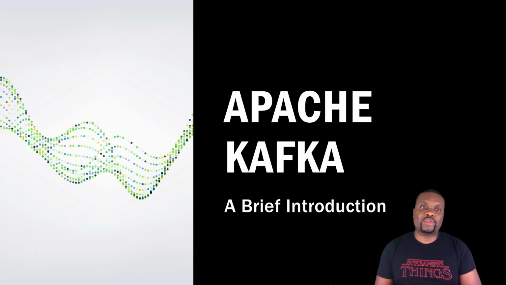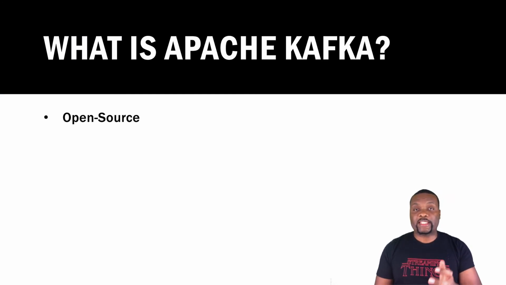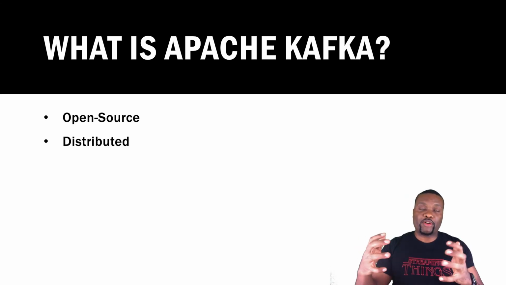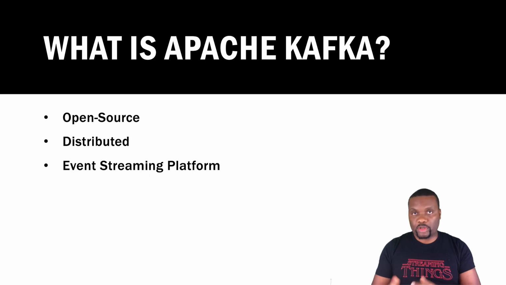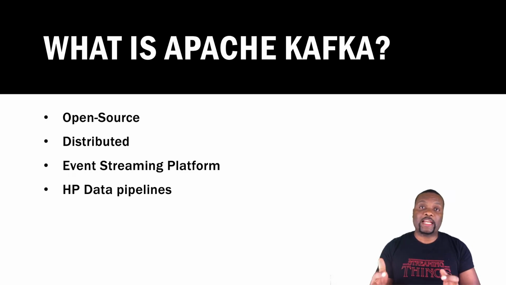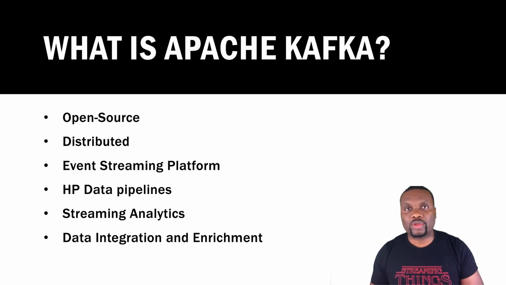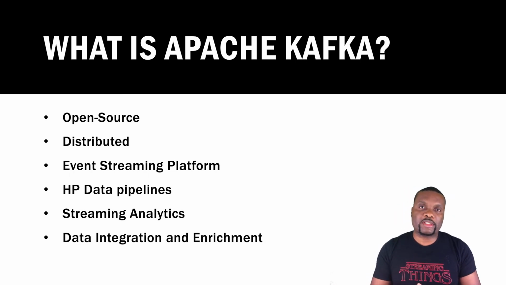So to get started today, the Apache Kafka project is an open source project. It is a distributed project that allows you to perform event stream processing, which we're going to discuss in the future. Now, it also provides the framework for you to do high performance data pipelines that would allow you to set up streaming analytics for different projects where you can do data integration and enrichment. So I'm going to briefly cover what all these different terminologies are about.